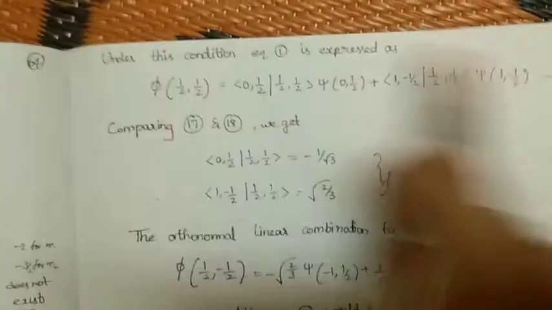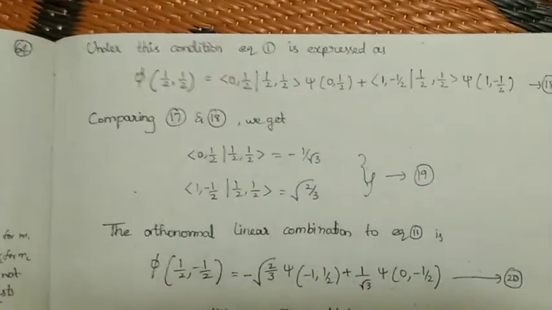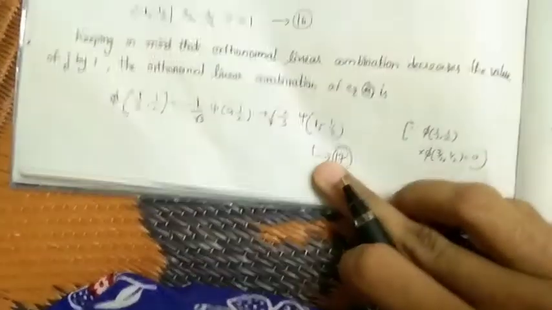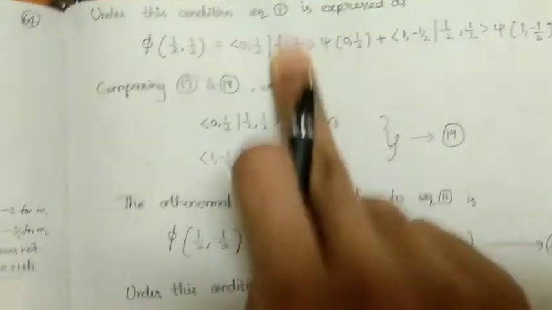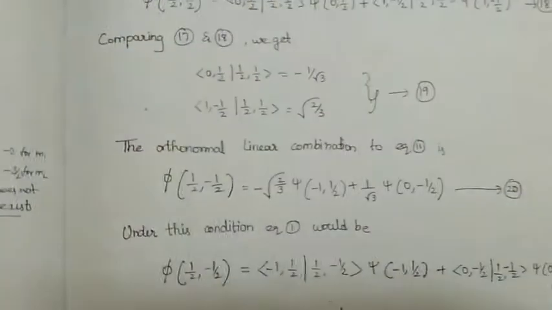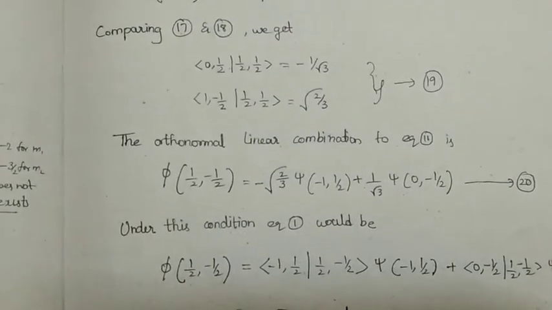So if we express it in the form of the summation transformation equation, comparing 17 and 18, in place of this we have minus 1 by root 3, and in place of this we have root 2 by 3. So these are another set of Clebsch Gordan coefficients.